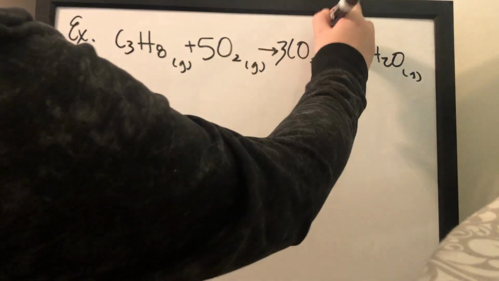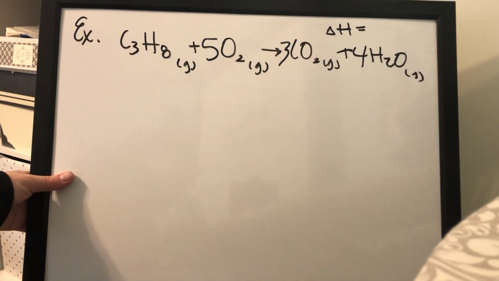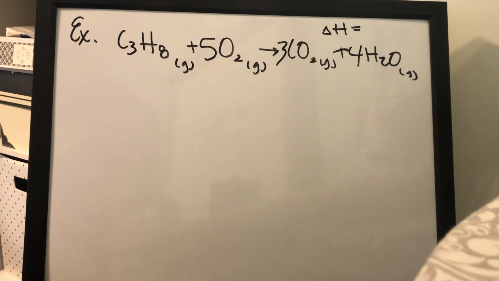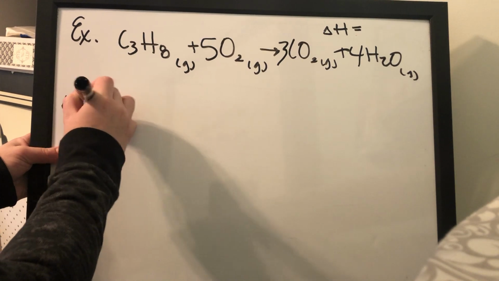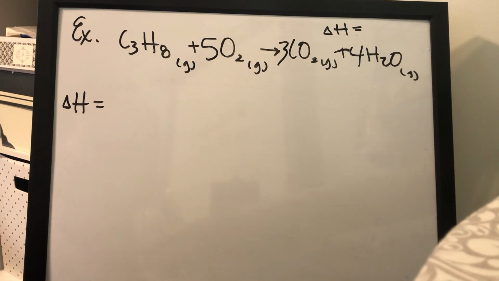And I want to know delta H. Well, I would hope that you could guess its sign. It better be negative because this is a combustion reaction. But I need to find its value. So delta H, P minus R. So I go to my products, and I have 3 CO2s and 4 H2Os.